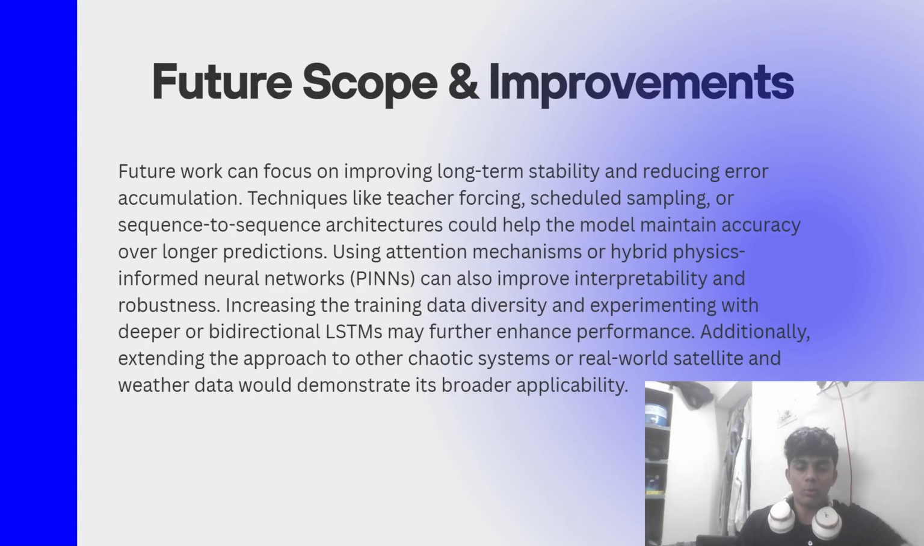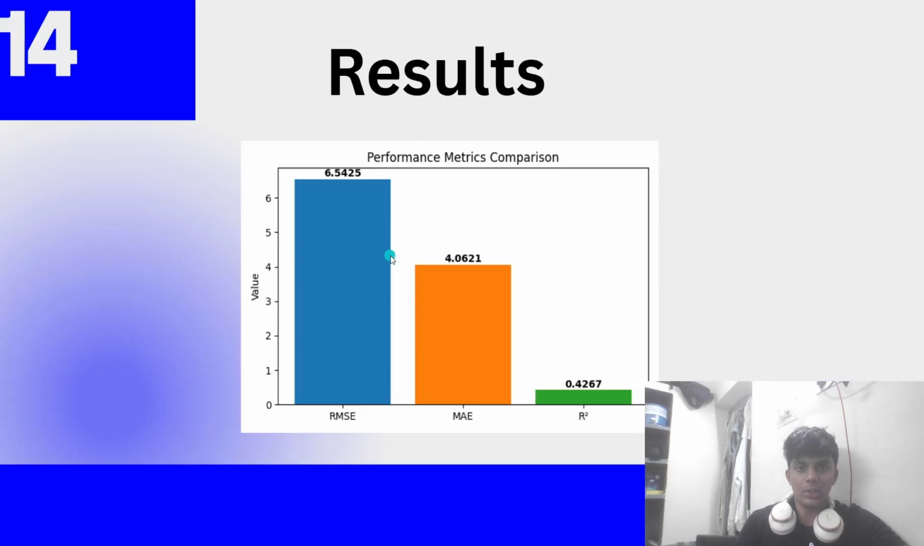Future scope and improvements. The same approach can be applied in weather forecasting, where it is actually already being applied. But what I thought was that it could be applied in financial data modeling, such as predicting the stock of a small company which can be affected by the buying and selling of some other stock. Some techniques that can be used to improve this are teacher forcing, scheduled sampling, or sequence to sequence architecture, etc. So this was my project.